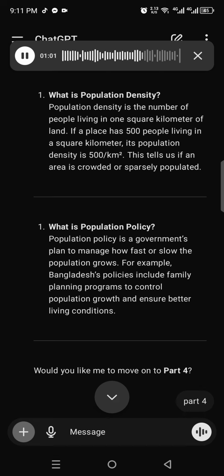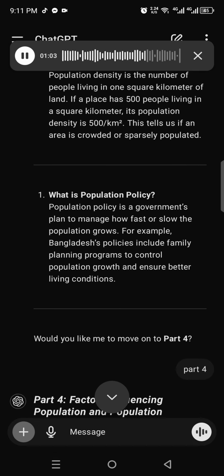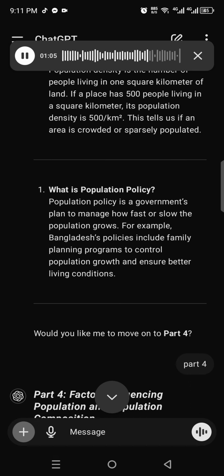If a place has 500 people living in a square kilometer, its population density is 500 per square kilometer. This tells us if an area is crowded or sparsely populated.